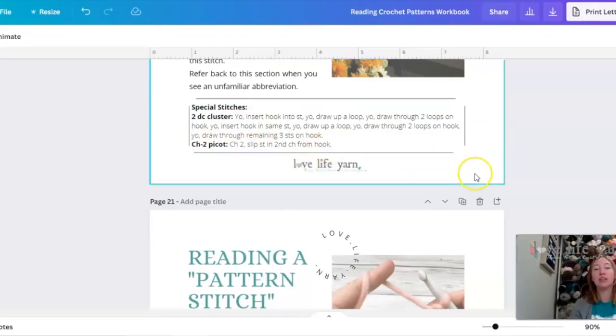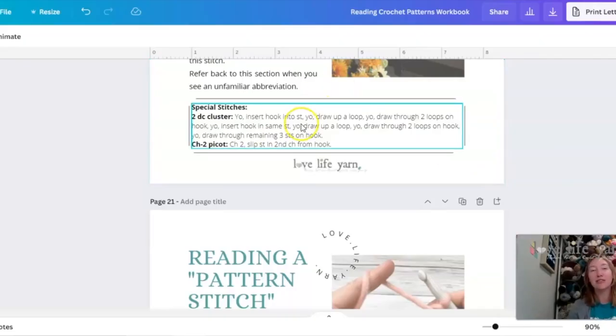That way when you see chain 2 picot in that space or whatever, you can go back up here and say, oh, okay, that's easy enough. The cluster, it's really just pretty much a double crochet 2 together in one space instead of 2. But yeah, you write it out longhand like this. Okay, so that is where you'll find something like this, a special stitches section.